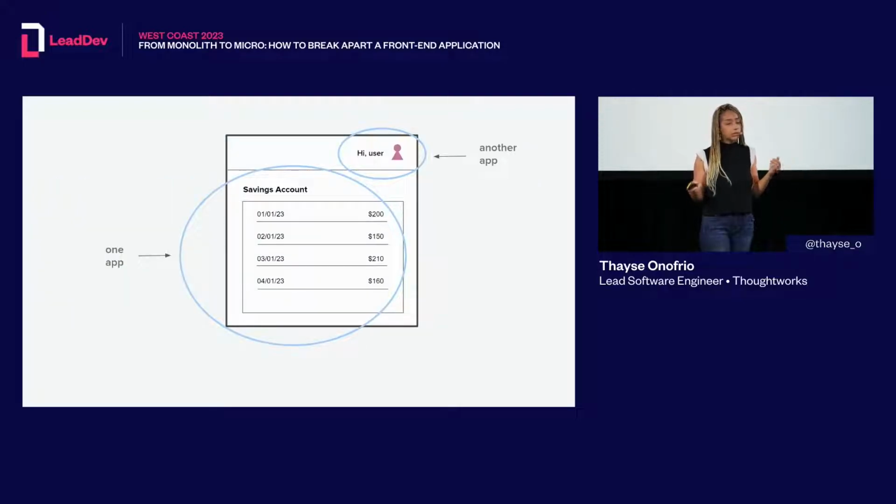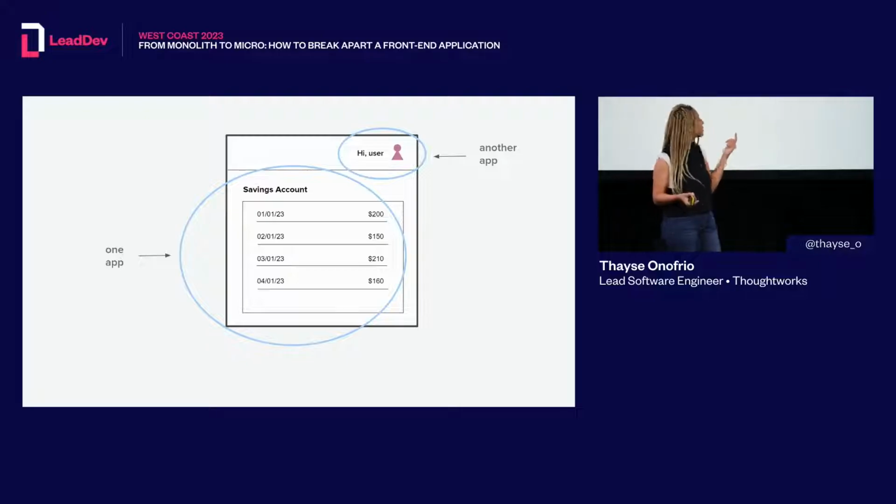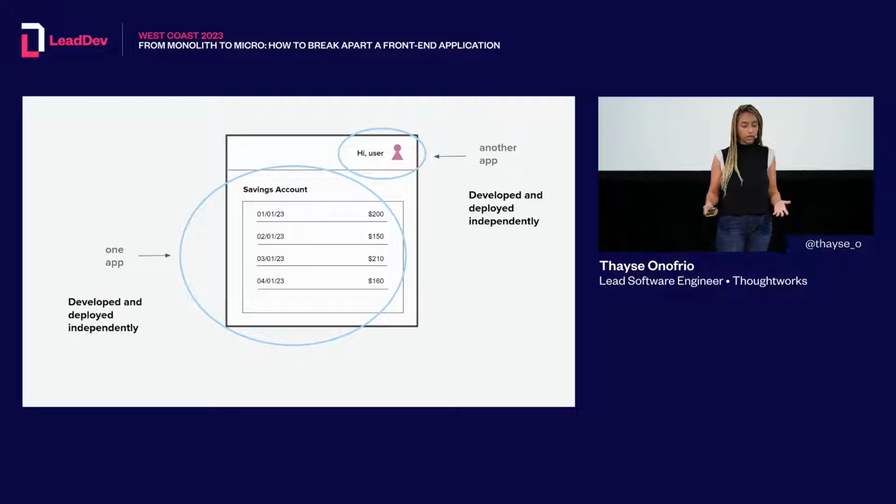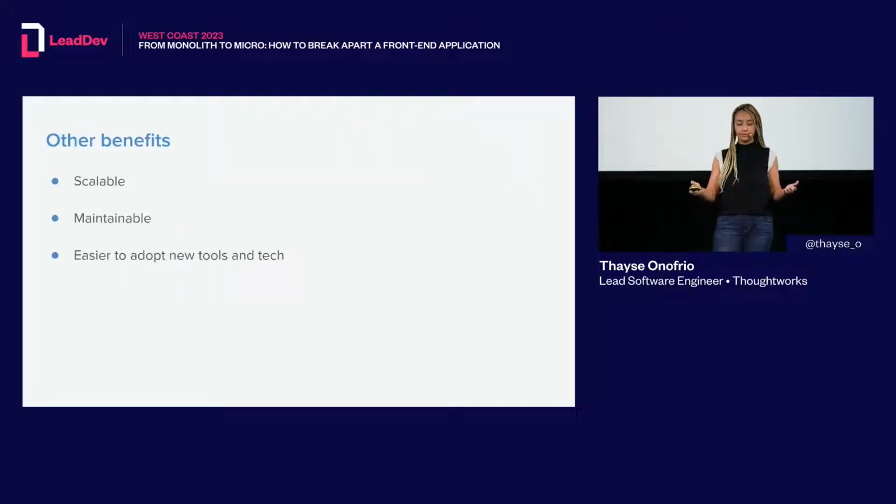So if the teams start to go to this approach, we would have the savings account web page as one application, and then the profile component would be its own application. So each team would be able to have a lot of ownership on it, develop and deploy independently from each other, and avoid all those conflicts that we were seeing. So they would have a lot more independence and a lot less conflict.